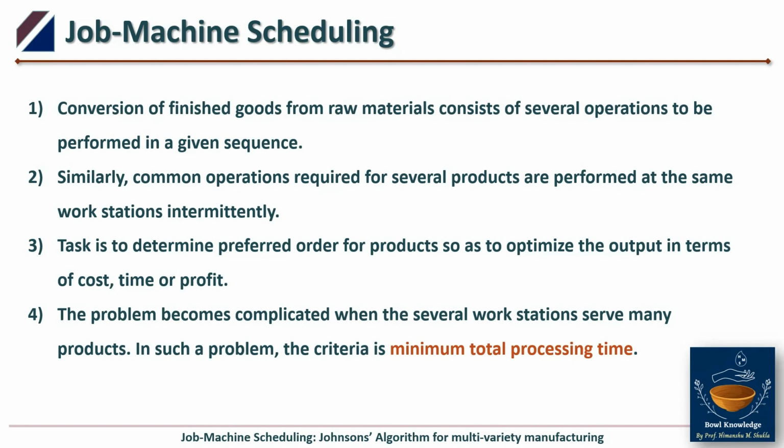Otherwise there will be waiting times. If the scheduling is not proper, some operation is getting performed while another product is waiting, which is a direct wastage of time, and time is then converted into cost. So the problem becomes very complicated when several workstations serve many products. As I said, let's say there are two machines 1 and 2, and there are 3 to 4 jobs A, B, C, D.